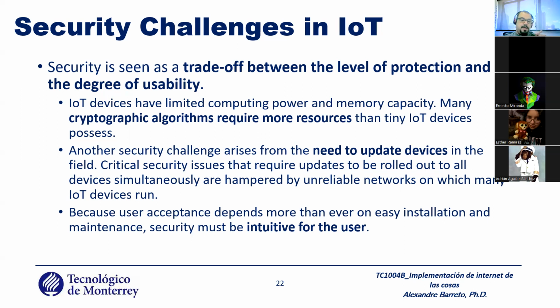The first problem that you have in IoT is that IoT devices have limited compute power and memory capacity. When you use strong cryptography, you need to perform very complex calculations that consume a lot of power and sometimes a lot of memory. It's the reason that a lot of the time you cannot implement very strong security in the end device when you use IoT.